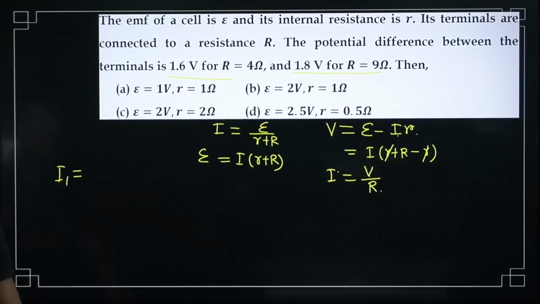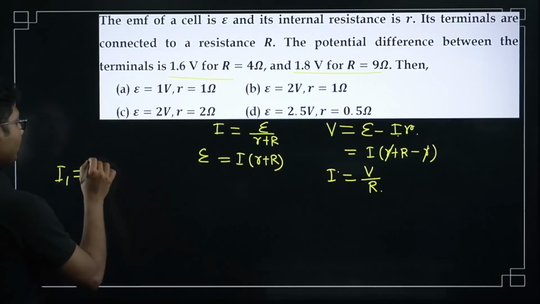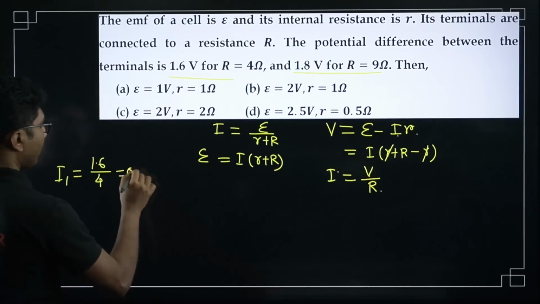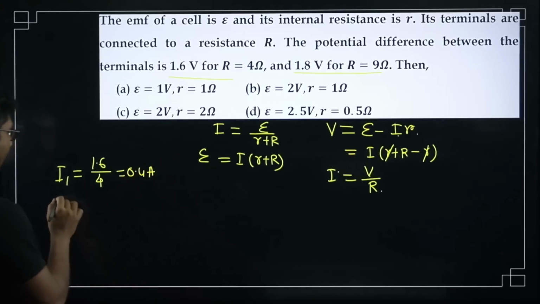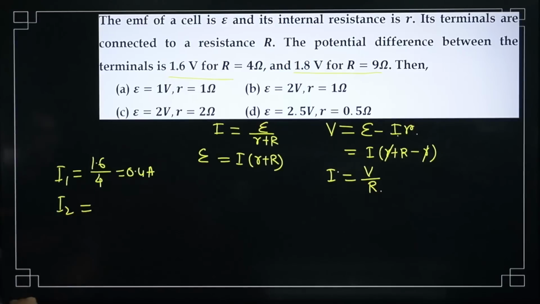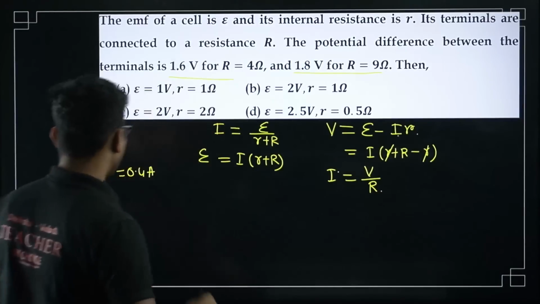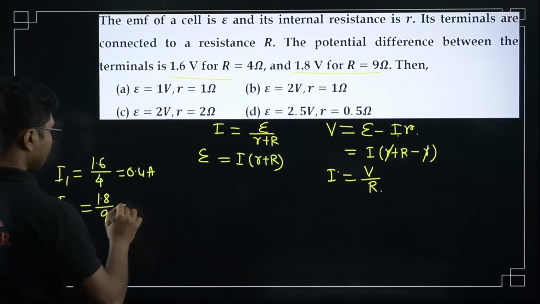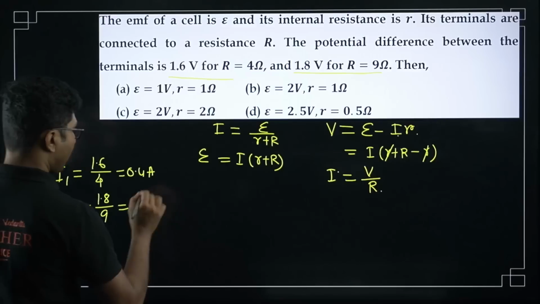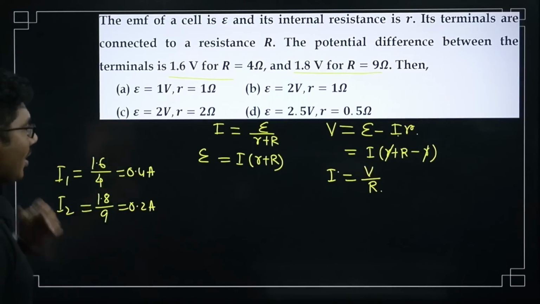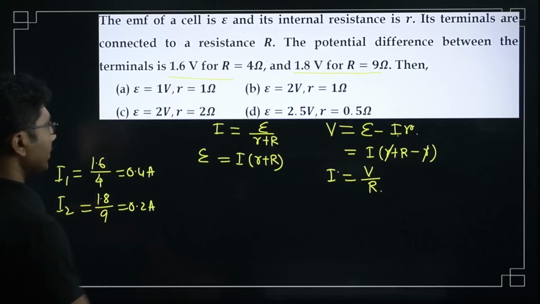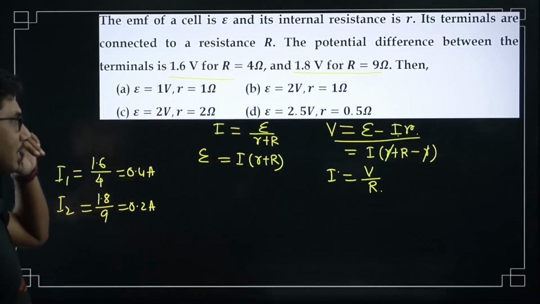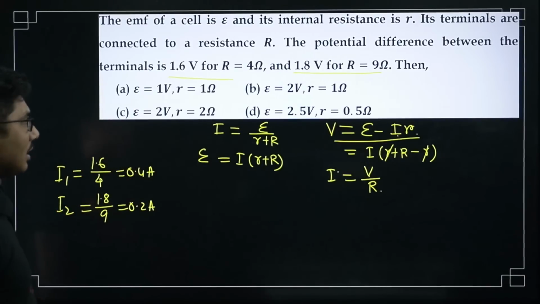Okay, so what is I1? First case, I1: voltage is 1.6 and resistance is 4, so it will be 0.4 ampere. I2 is given by 1.8 by 9, that is 0.2 ampere. Okay, now what we will do, we will use this equation once more, and we can calculate the value of epsilon and the value of r.